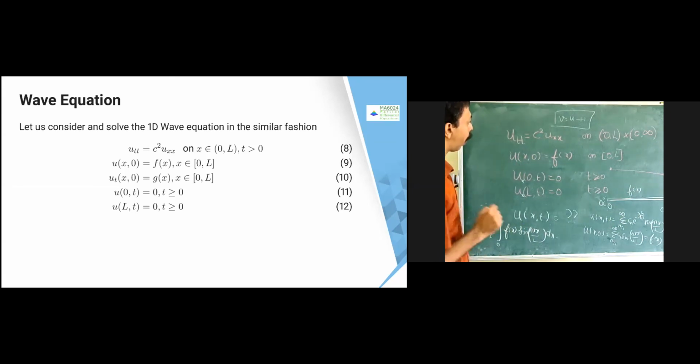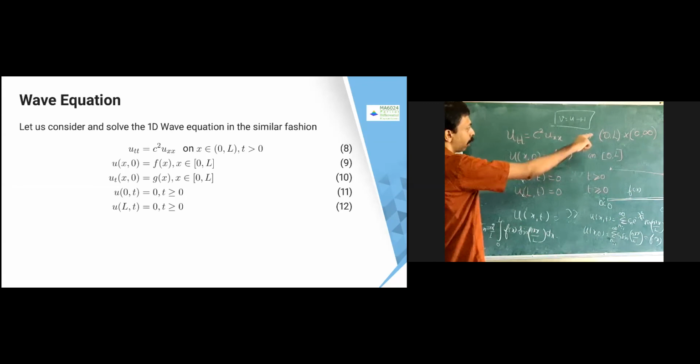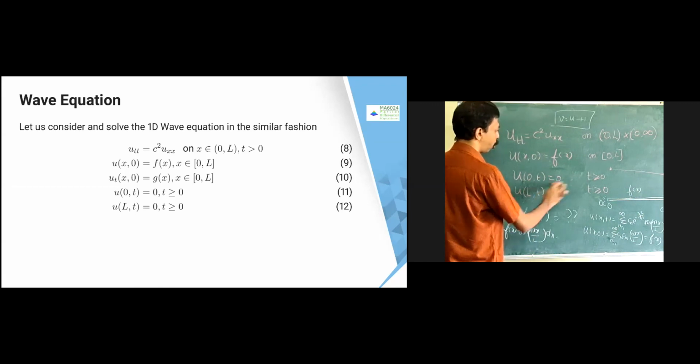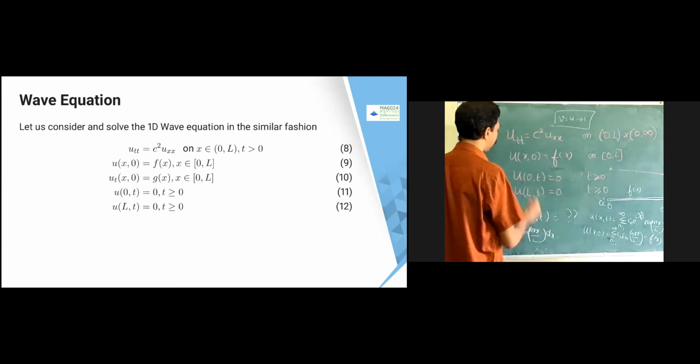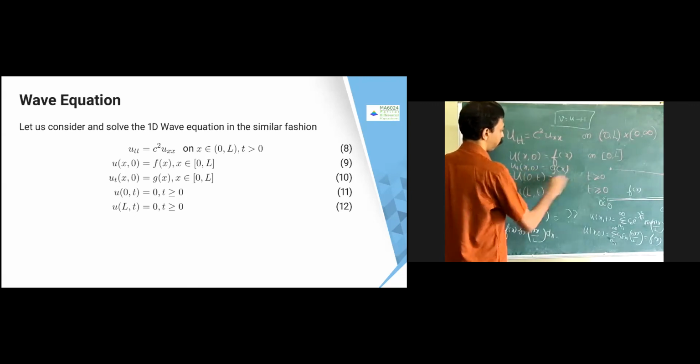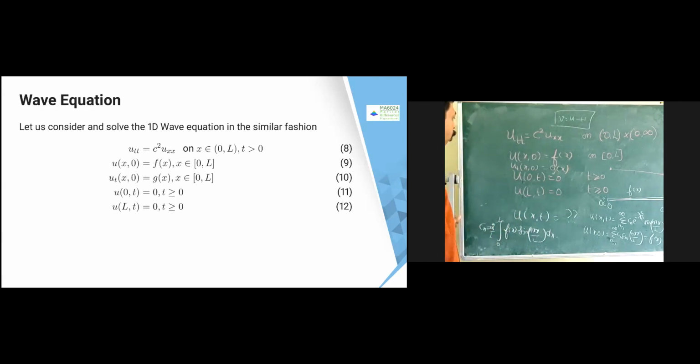So in this case, you have the equation utt equal to c square uxx, again on (0, L), for t from 0 to infinity. Here I have the same kind of condition: u(0, t) is fixed, u(L, t) is fixed. I have one more condition here: ut(x, 0) equal to g of x.